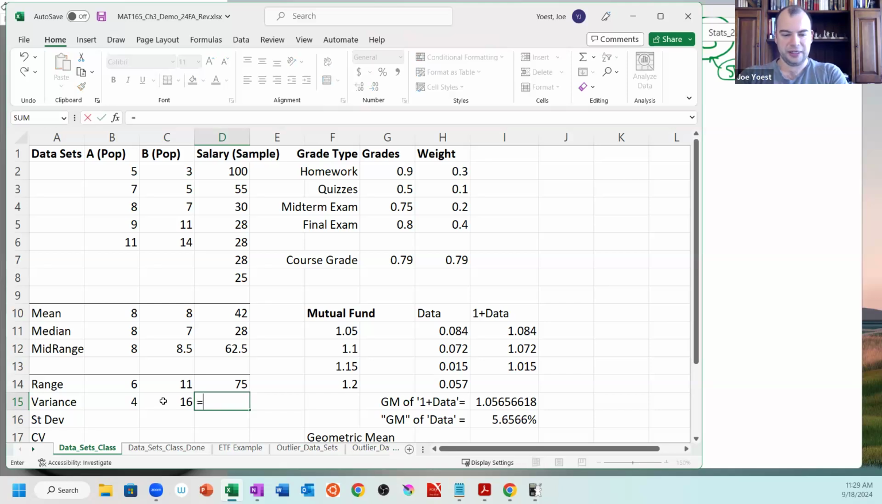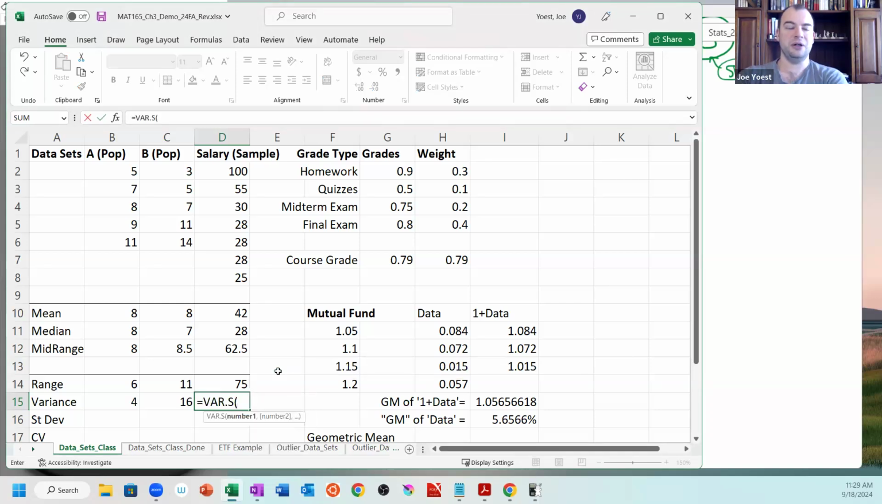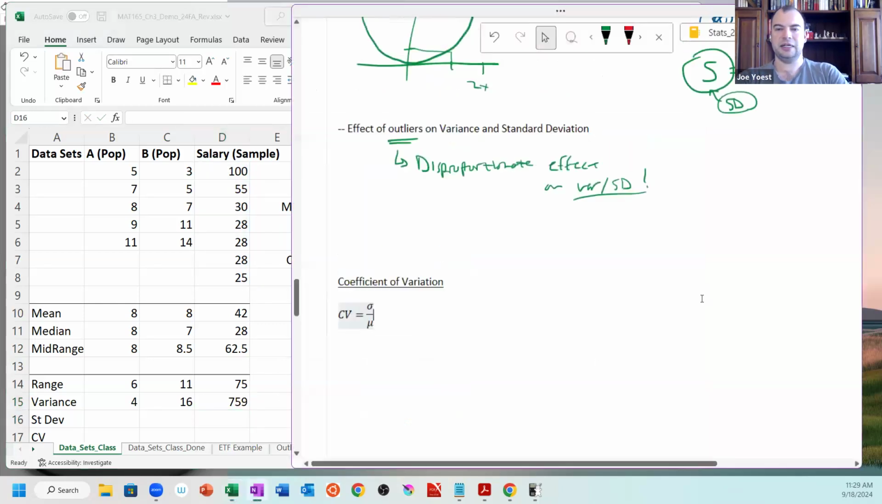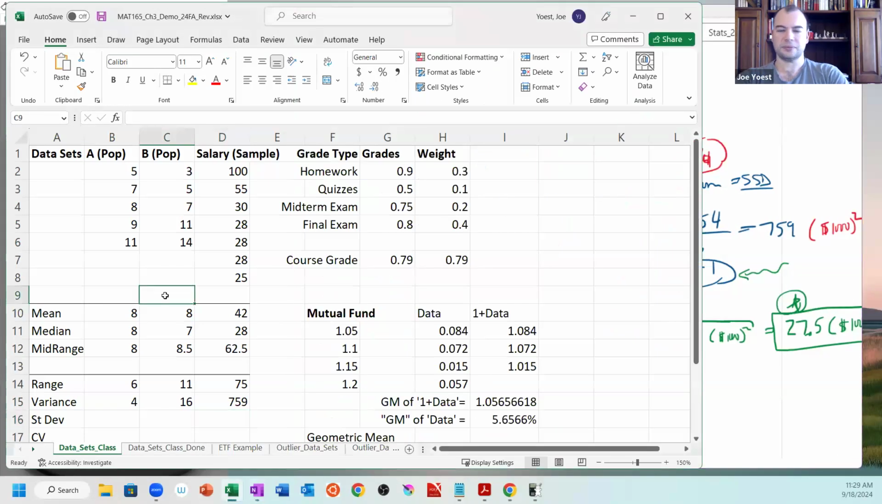And then for the salary data, instead of VAR.P, I want VAR.S. I want the sample variance, because this represents a sample. The only way I know that is I'm told that it's a sample. So VAR.S of, I can type in salary, and that gives me my 759, which I got over here.